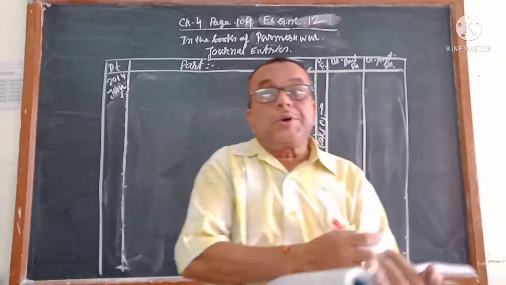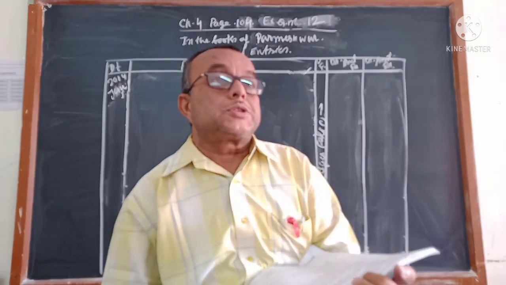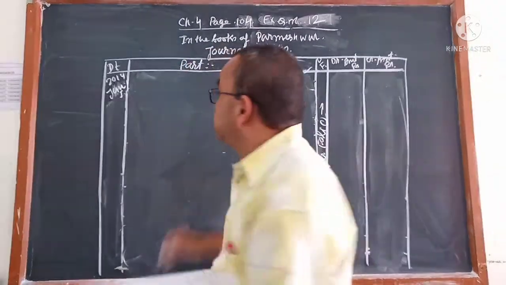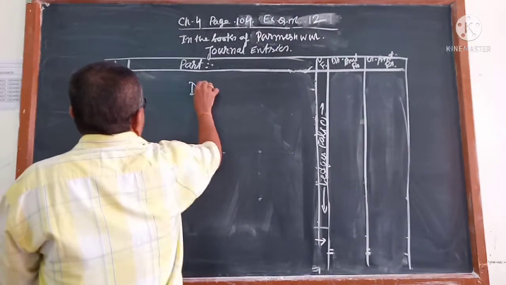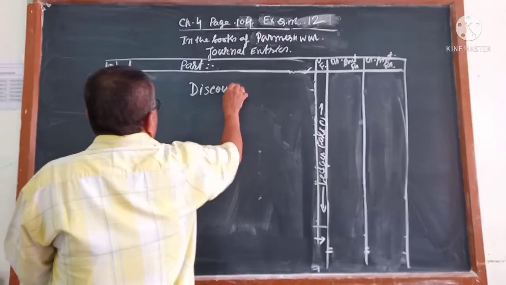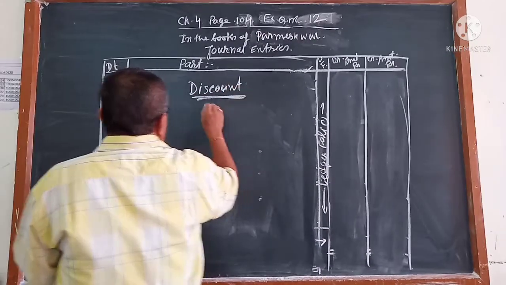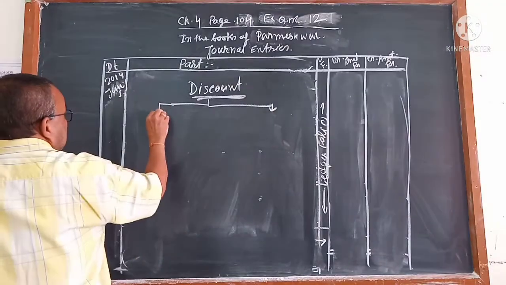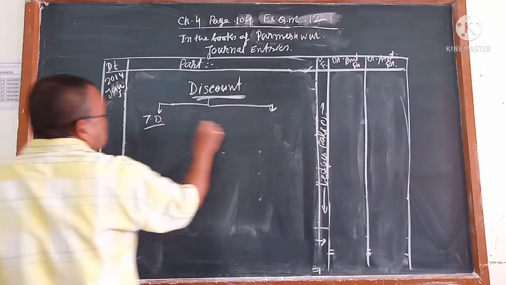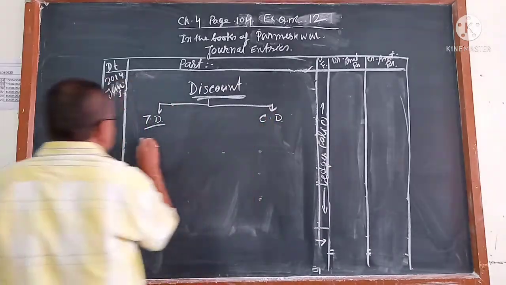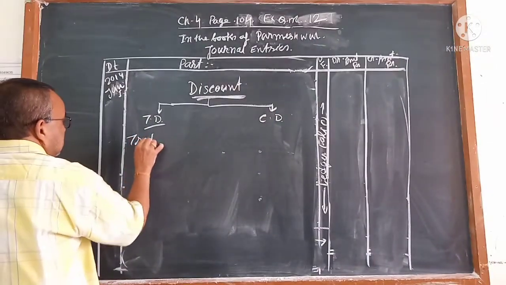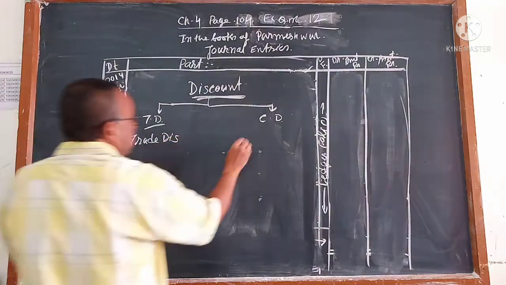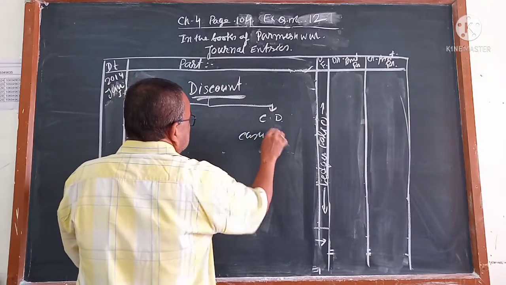This is most important, where most of the students are making mistakes, so try to understand. Discount. What is called discount and how many types of discount are there? One is called TD, one is called CD. TD means trade discount and CD means cash discount.